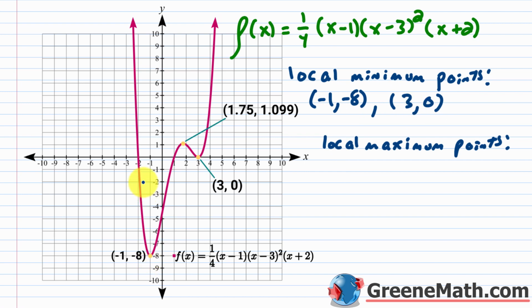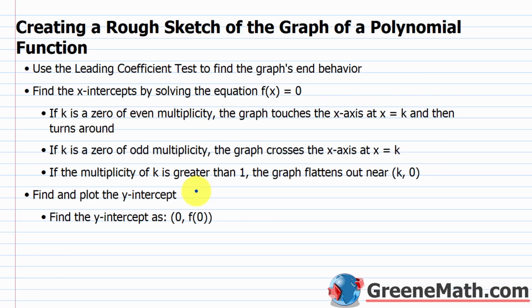One right there, again, you're changing from decreasing to increasing, and then one right there, again, changing from decreasing to increasing. Now, in terms of your local maximum points, you just have one here. So it's going to occur right there. You're changing from increasing to decreasing. Again, this is forming a little hill. So that one's going to be 1.75. And this is an approximation. So let's just say it's about 1.099.